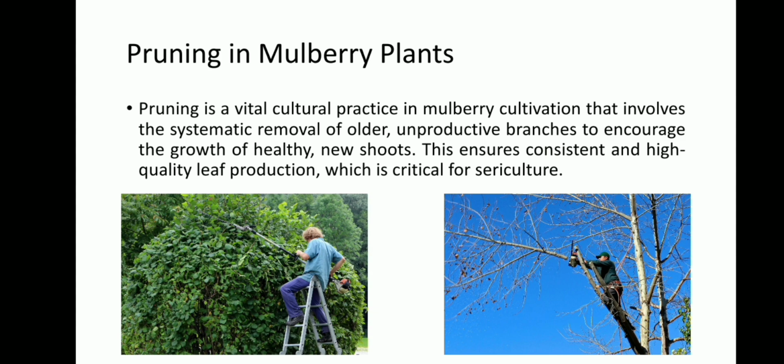Then pruning in mulberry plants. Pruning is a vital cultural practice in mulberry cultivation that involves the systematic removal of older unproductive branches to encourage the growth of healthy new shoots. This ensures consistent and high quality leaf production, which is critical for sericulture.